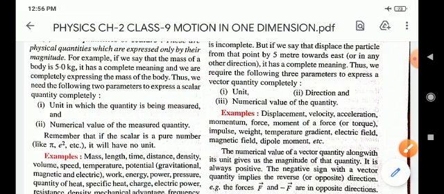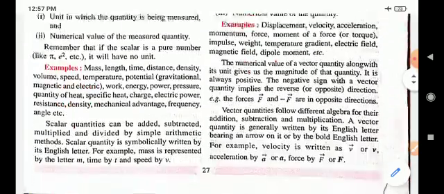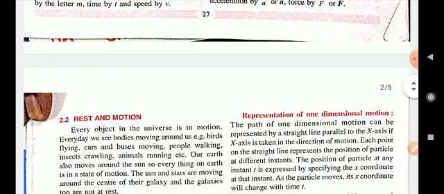In short, if any object has magnitude but not direction, it is a scalar quantity. If any object has magnitude as well as direction, it is called a vector quantity. Okay children, now I will discuss rest and motion.